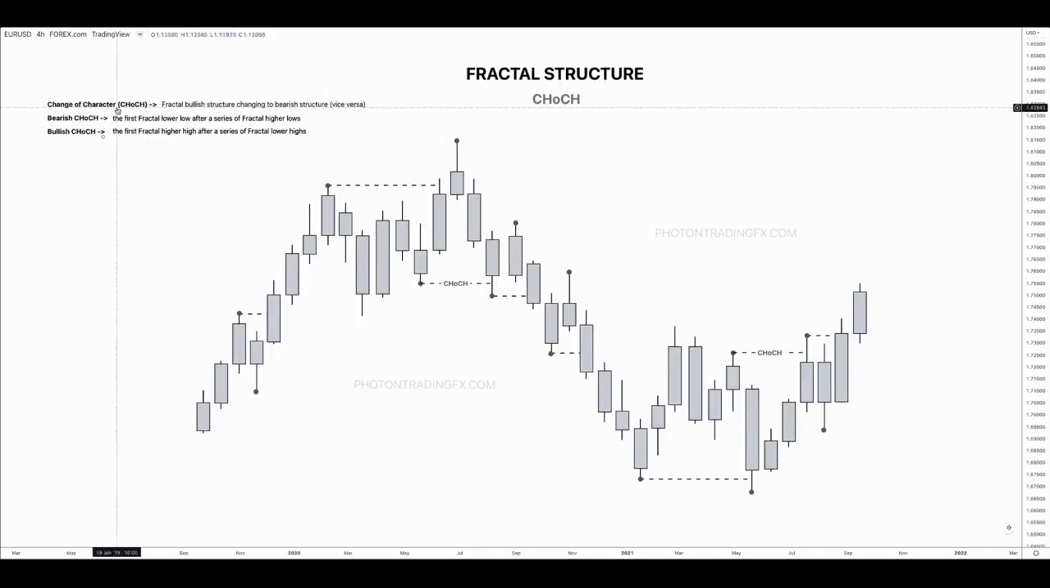So change of character, CHoCH, it's the fractal bullish structure changing to bearish structure, right? And vice versa. So all that means is fractal bullish structure shifting to bearish, i.e. the trend change, and then again, right? So what do we have here? All of these candles breaking the previous candle's high, then this next candle fails to do so, so we pull back, right? Then we continue that move, we get that bullish fractal continuation. All of these candles break the previous candle's high, the next candle fails to do so, so we start to pull back, so now we can mark on our highs here, right?